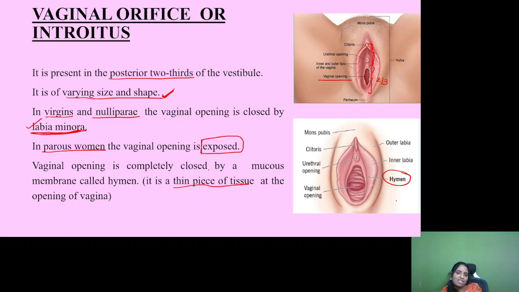Okay, what are the things we have to remember in this slide? Where is the vaginal orifice present? Posterior two-thirds of the vestibule. It is of varying size and shape. Just now we have discussed. And it is covered by labia minora. This is also important. How it is in nullipara or virgins, or how it is in parous women, you have to remember. And one word regarding the hymen. Okay, next.